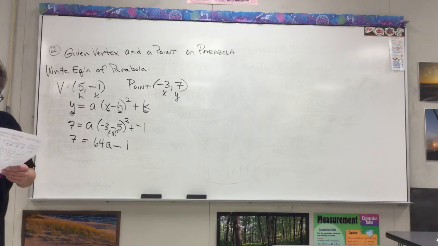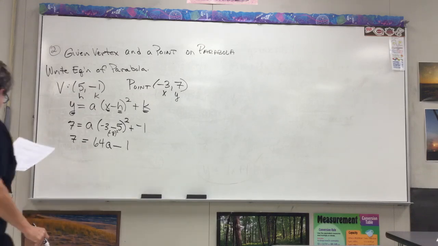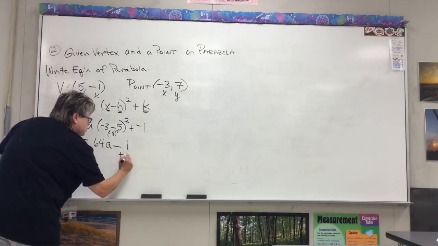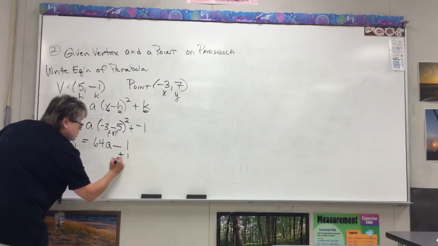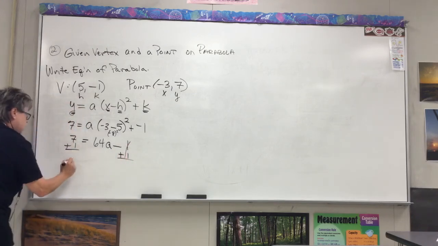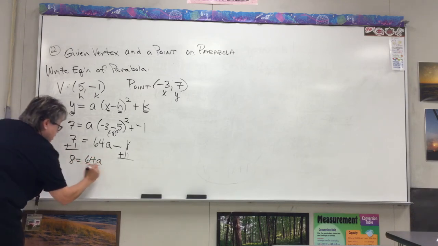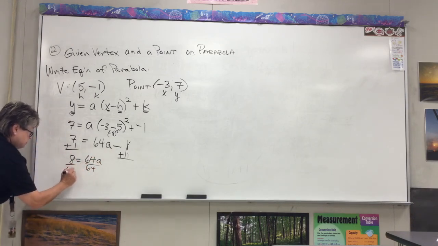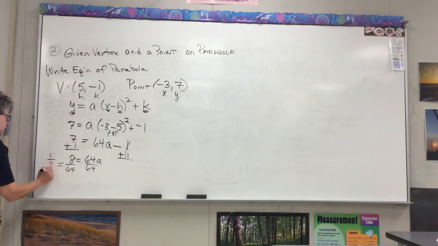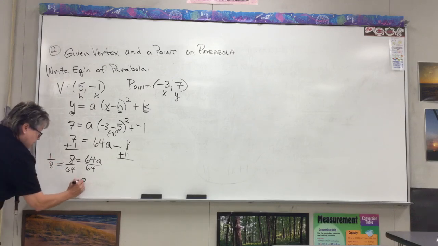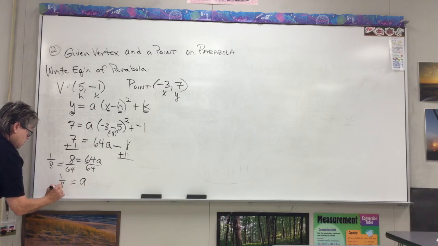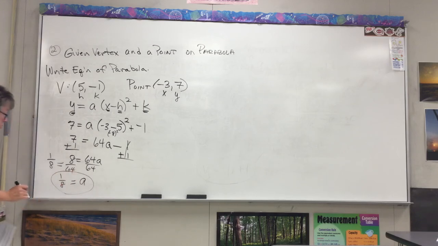Boy, I don't know who made up this example. Kind of messy numbers there, huh? All right, so let's solve this for a. So we'll make up 1, or add 1, sorry. Negative 36 equals 64a. Divide both sides by 64. So a equals negative 9 over 16. Okay, well, what's that do for us?